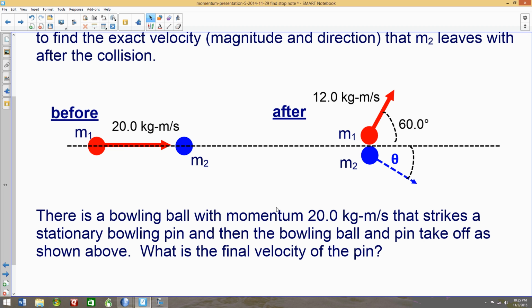So here we have a bowling ball that starts out with a momentum of 20.0 kilogram meters per second i hat. Let's give that a direction because it is a vector quantity. And this is also a vector quantity. Oops, I got to get rid of that because it is not in that direction. We're just going to say here that it's at 60 degrees. Okay, it strikes a stationary bowling pin, and then the bowling ball and pin take off as shown above. What is the final velocity of the pin?